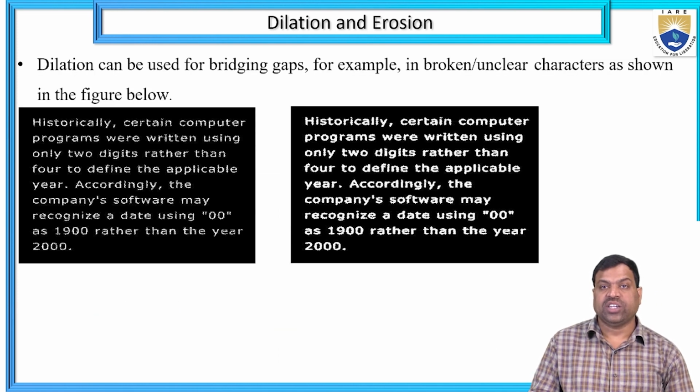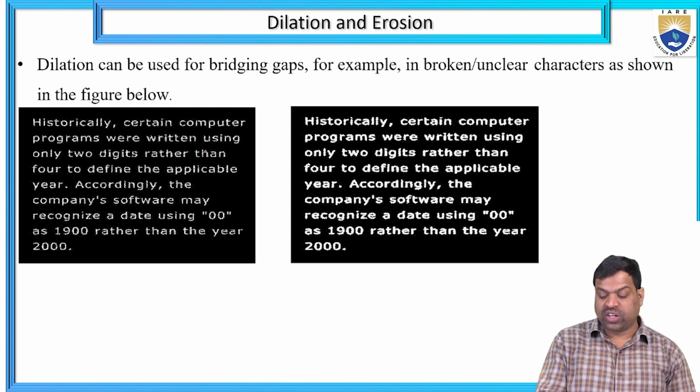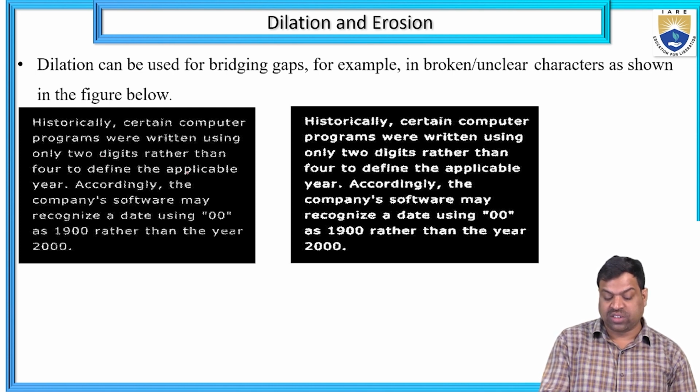And dilation can be used for bridging gaps. For example, broken or unclear characters as shown in the figure below. Suppose we have taken one example. Historically, certain computer programs were written using only 2 digits rather than 4 to define the applicable year. Accordingly, the software may recognize dates using 00. It is like this. Okay.